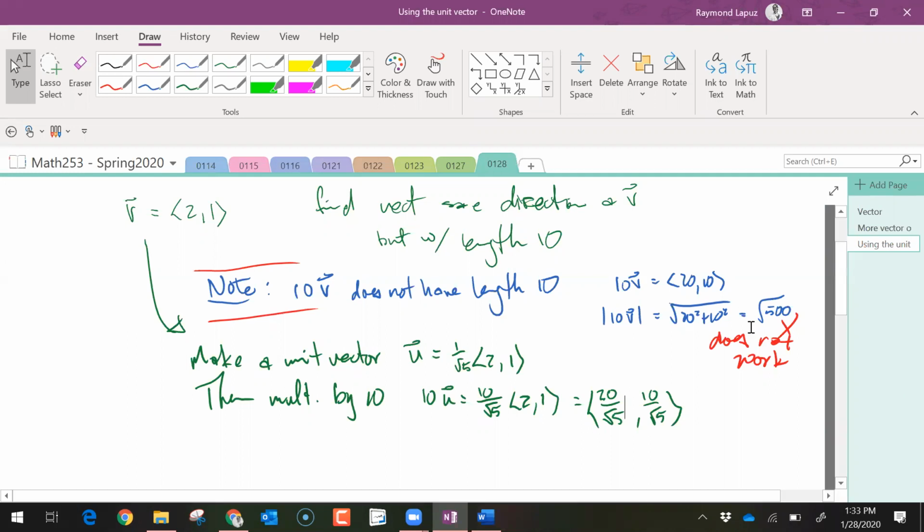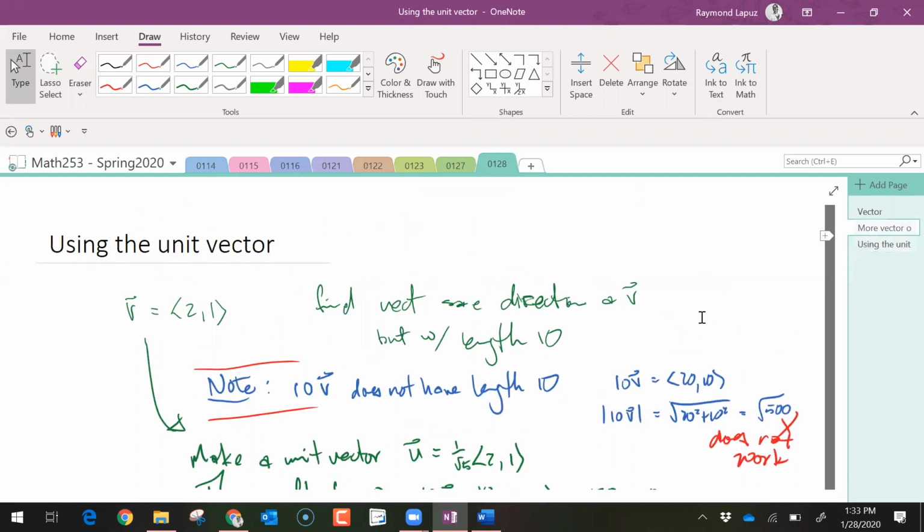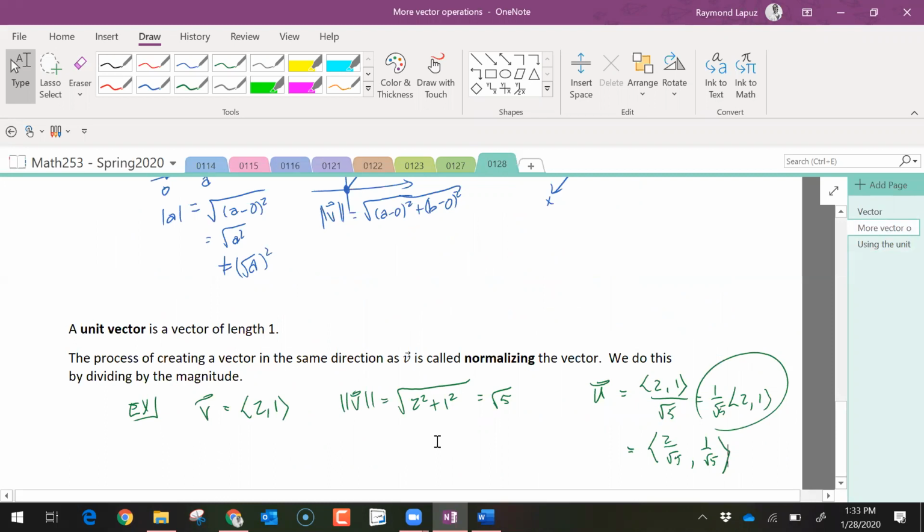Oh, the 1 over square root of 5 came from the previous page when we're making it into a unit vector. So to make it into a unit vector, it has to have length 1. And we make it into a unit vector by dividing by its magnitude. And so again, I didn't show you, but you should find the magnitude of this vector here, the vector u, and show yourself that it actually has unit length. Okay. Any questions?